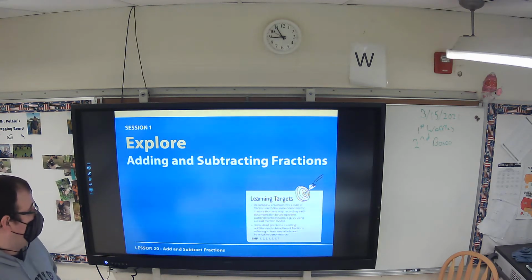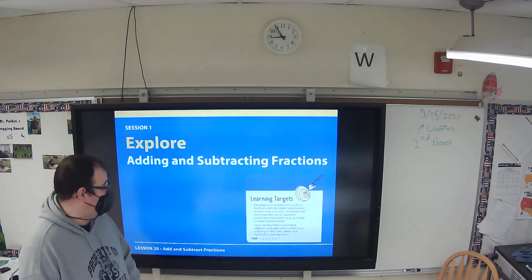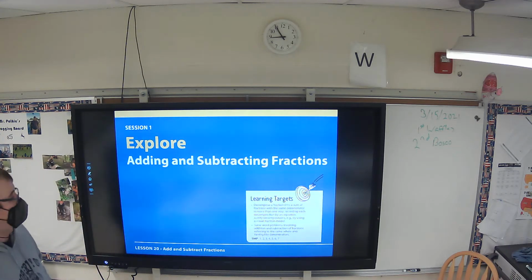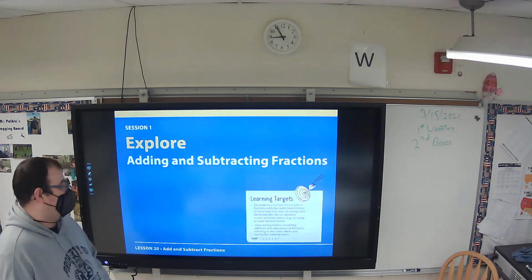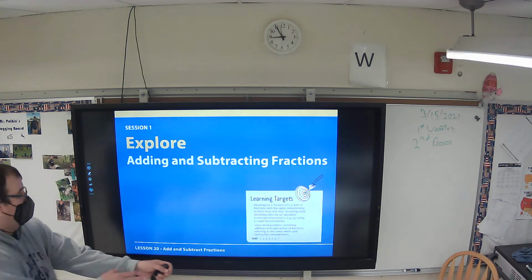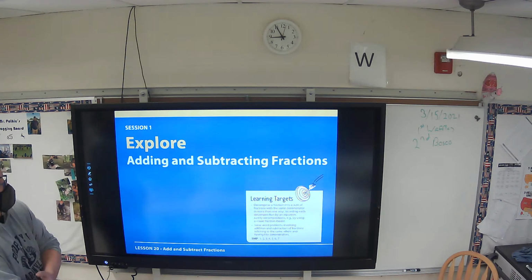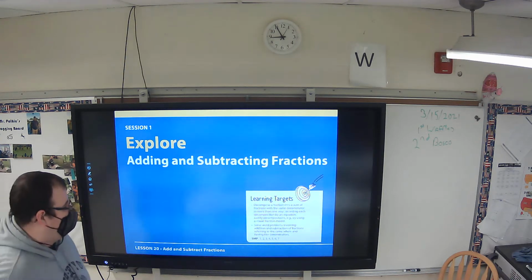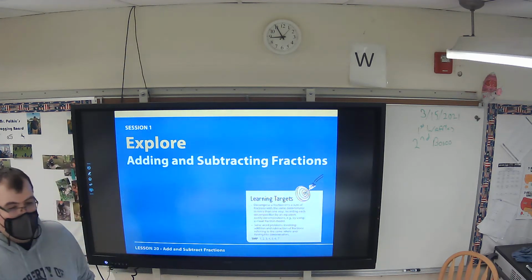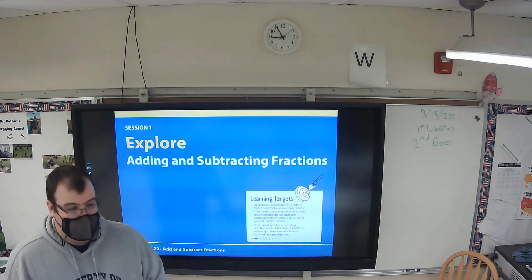Our learning target today is we're going to decompose a fraction into a sum of fractions with the same denominator in more than one way, recording each decomposition by an equation, justify decompositions by using a visual fraction model. That's a mouthful, isn't it?